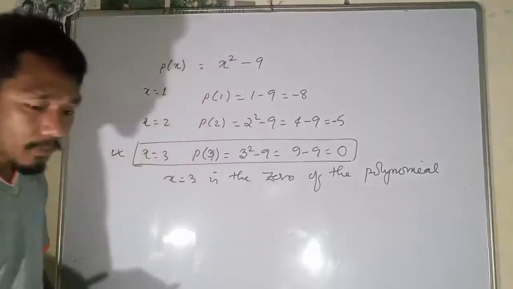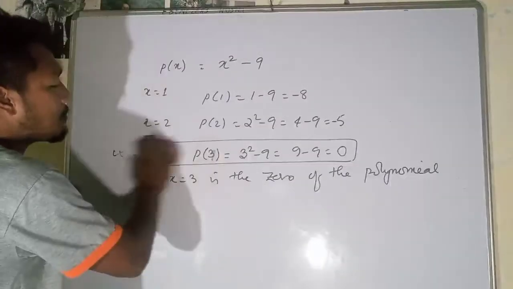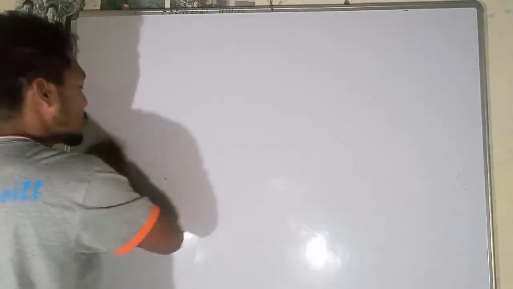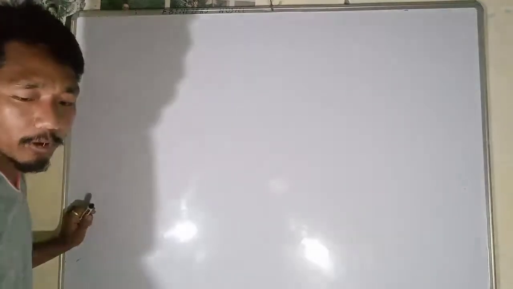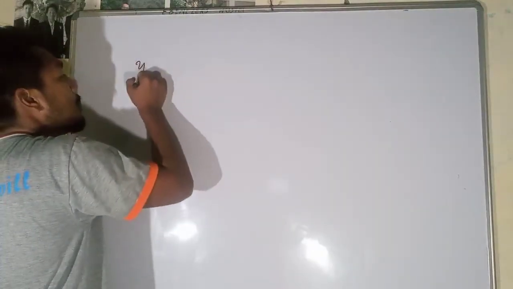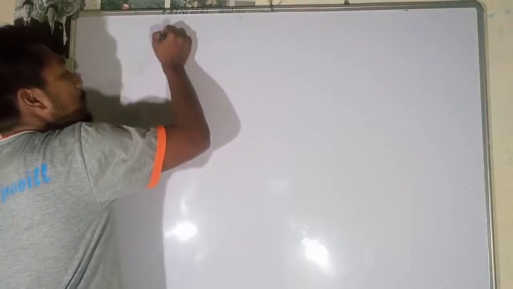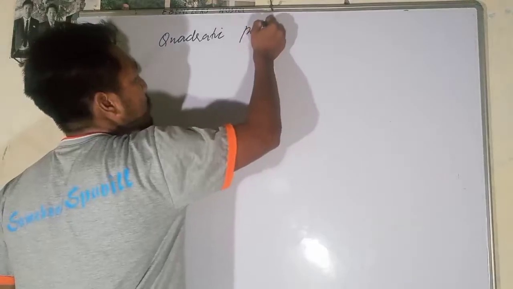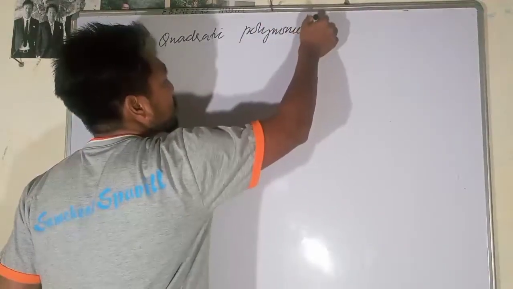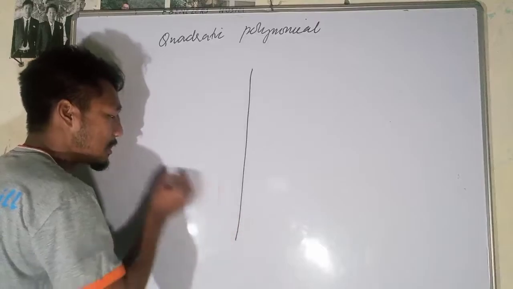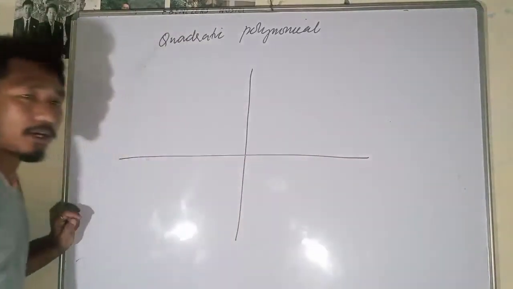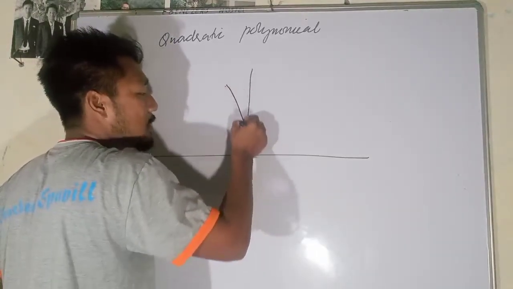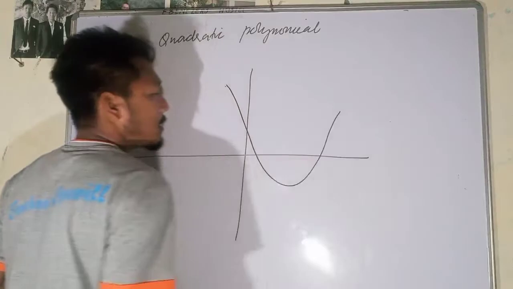Now we are going to discuss the geometrical meaning of the polynomials. Whenever you are given the equations, mostly quadratic polynomials, in class 10 you will be discussing mostly quadratic polynomials. Whenever we discuss the graph of a polynomial, we know this is an x-axis and this is a y-axis. You are given some equation, and the graph is touching the x-axis, something like this.